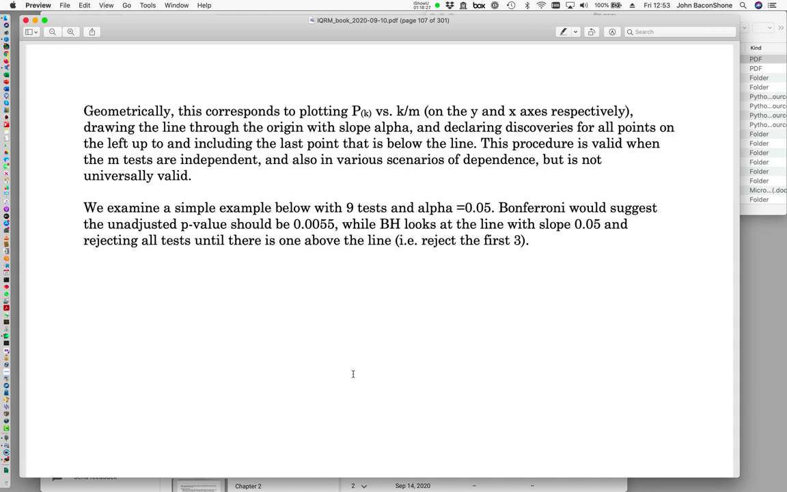If the m tests are independent, then this is okay. In some forms of dependence, it's still okay. I'm going to show you now a simple example where we did 9 tests and we set our alpha value, our significance level, at 5%. Bonferroni would suggest that we divide the p-values by 9 to account for this, so we would only reject if the p-value was below 0.55%. Whereas Benjamini-Hochberg says, look at the line with slope 5% and reject all tests until there's one above the line. So let's have a look at this.